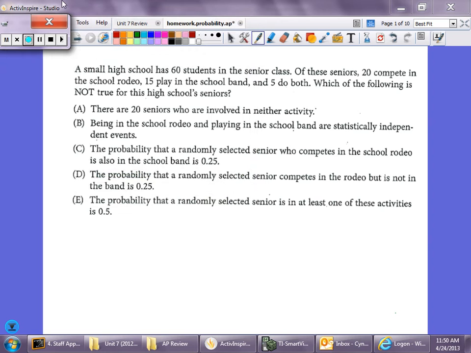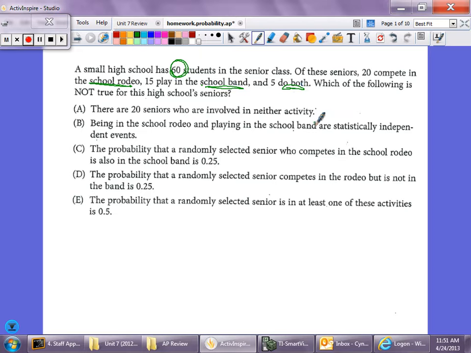Question number one begins with a small high school has 60 students in their senior class. Of these seniors, so that 60 students becomes our total. Of these seniors, 20 compete in the school rodeo, 15 compete in the school band, and 5 do both. They've just given me enough information to create a Venn diagram. They've given me event A, event B, and the overlap, A intersect B.